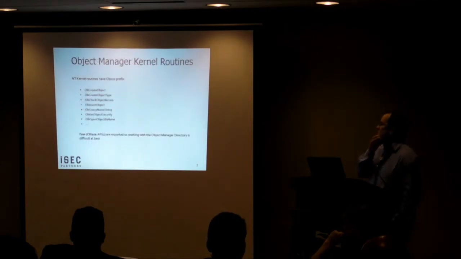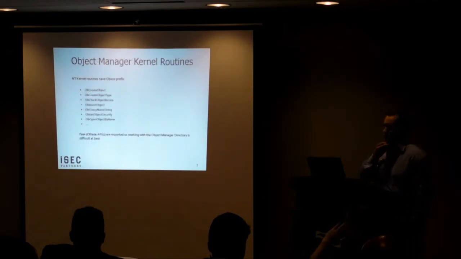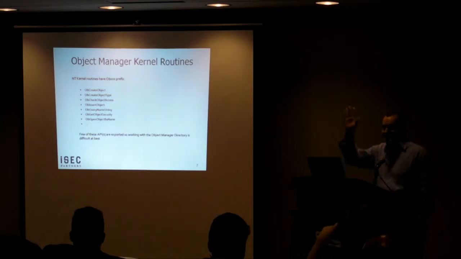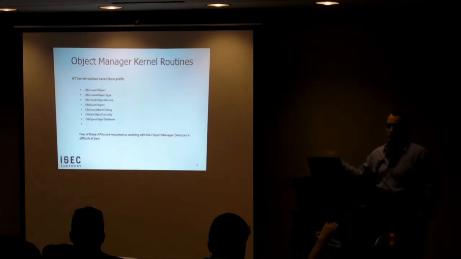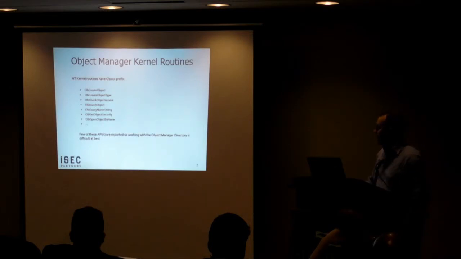Here are some of the routines that the kernel uses to work with objects. To query and create object types. An object type would be like a file. And you can insert objects in the directory, which we'll talk about more. You can query for an object's name, given a handle or a pointer to it. So say I have a handle to a registry key, I can do a query for that and get the key name. It's a little trickier than that, but that's the general idea.